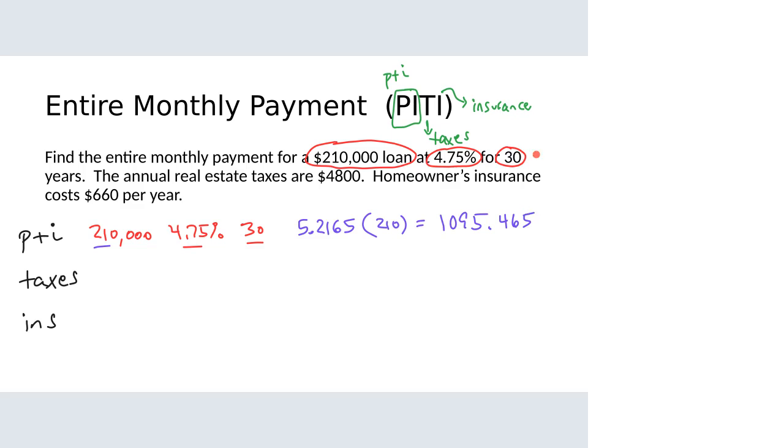Up next, we've got to do taxes. I'm told my annual real estate taxes are $4,800. Well, it's certainly not going to be $4,800 every month. That's our annual real estate taxes. We're looking for a monthly payment. So what do I need to do? If I know my annual taxes over the course of the whole year, and I want to know how much I have to pay each month, what do I need to do with this $4,800? What do I do to it?